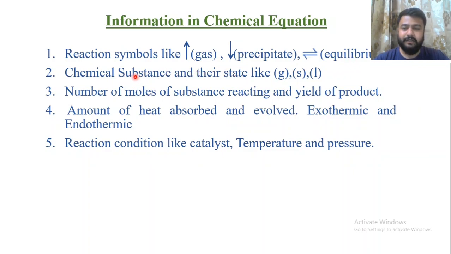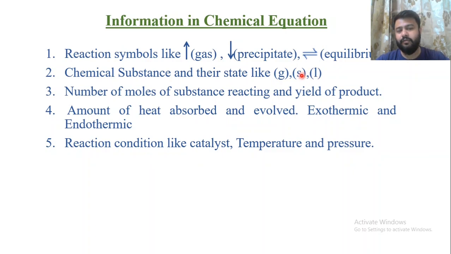So for chemical substances, for example, if oxygen is there we write O, if sodium is there we write Na, if carbon is there we write C. If carbon dioxide is there we write CO2. So we use the symbols of the chemical substances and the state of that particular substance. For example, ethanol is C2H5OH, which is in liquid state.